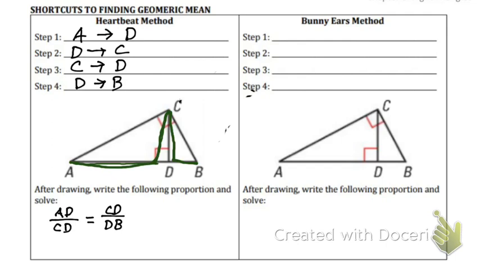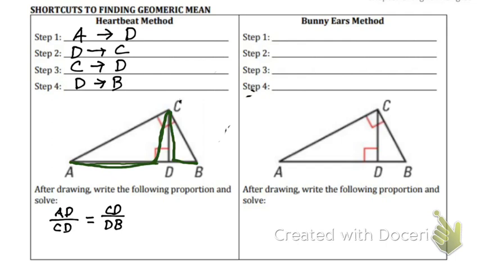So the heartbeat method: if I have a right triangle that has an altitude, I can just go A to D over C to D, equals C to D over D to B. That is called the heartbeat method. Those ratios hold. If you do the similar triangles, you come up with those exact same ratios.